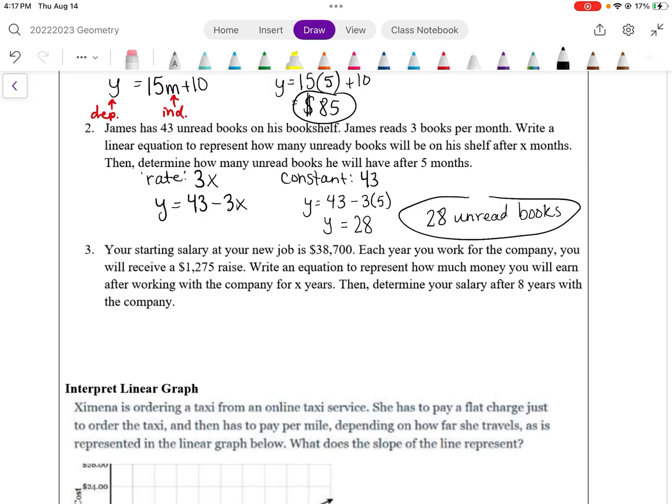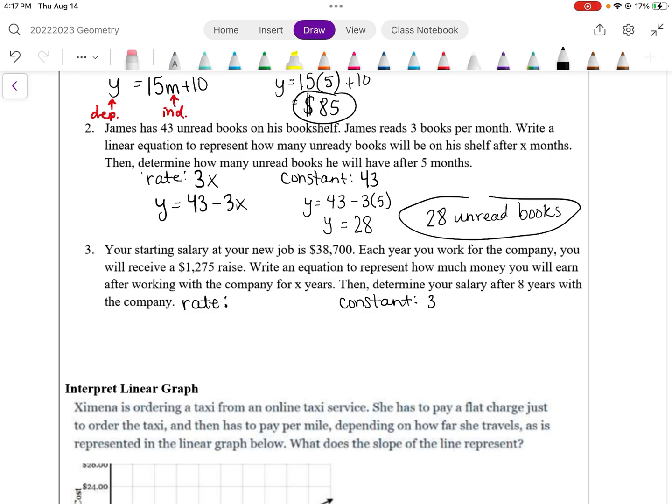Number 3, your starting salary at your job is $38,700. Each year you work for the company, you will receive a $1,275 raise. Write an equation to represent how much money you will earn after X years. Then determine your salary after 8 years with the company. Okay, so let's work on our equation first. What's the rate or your independent variable? What's changing? And then what's your constant? Remember, the constant is like a starting point or something that happens one time.